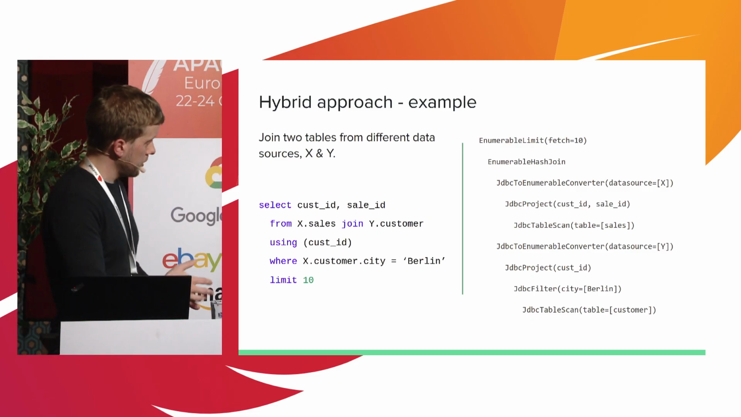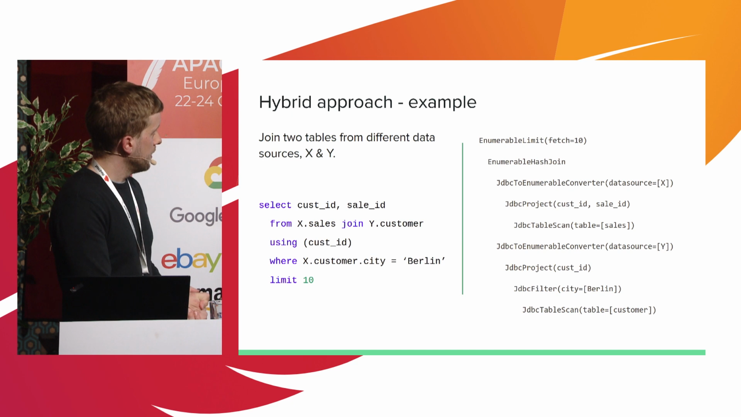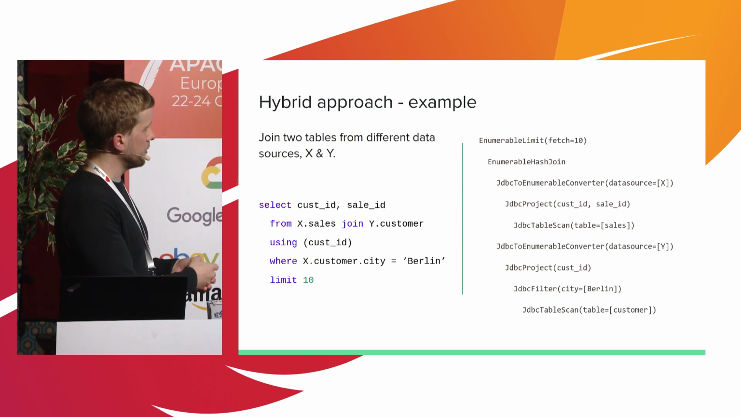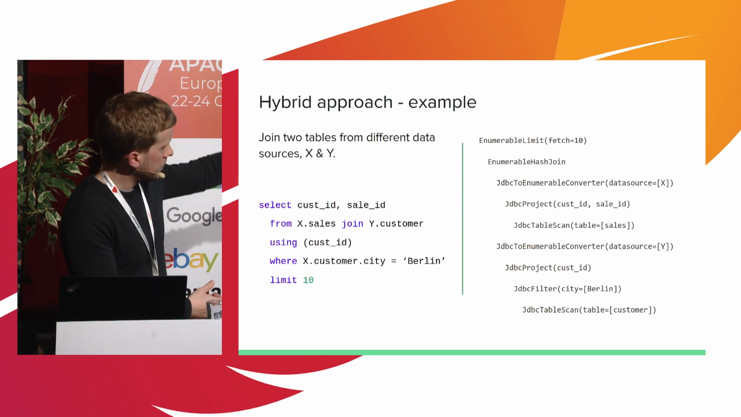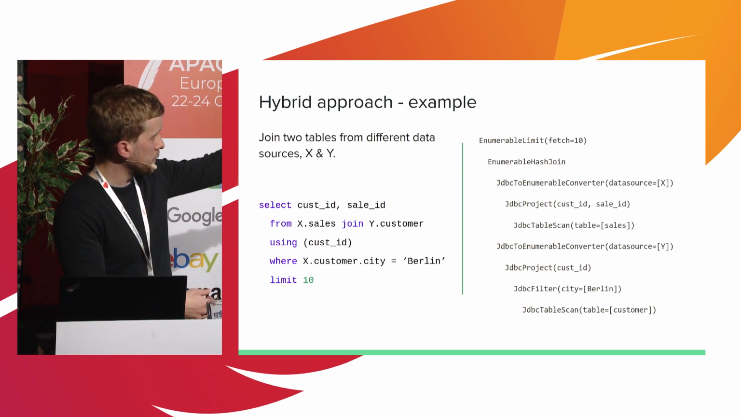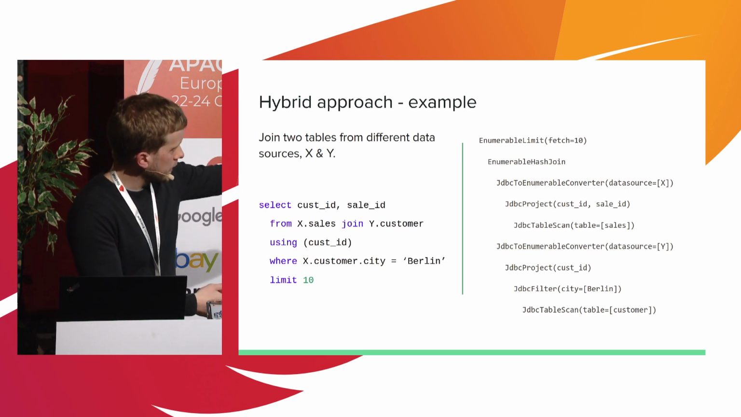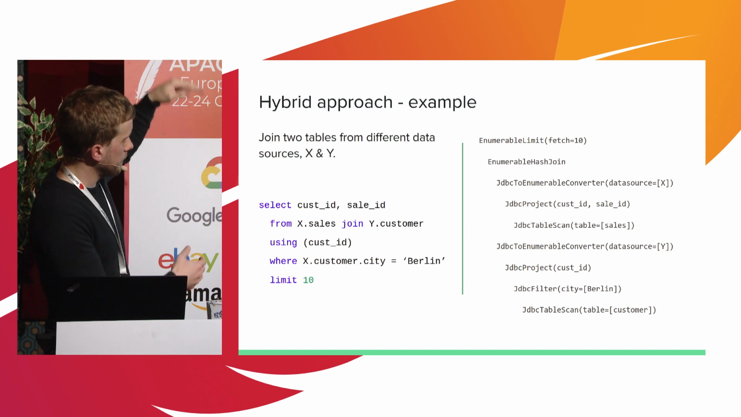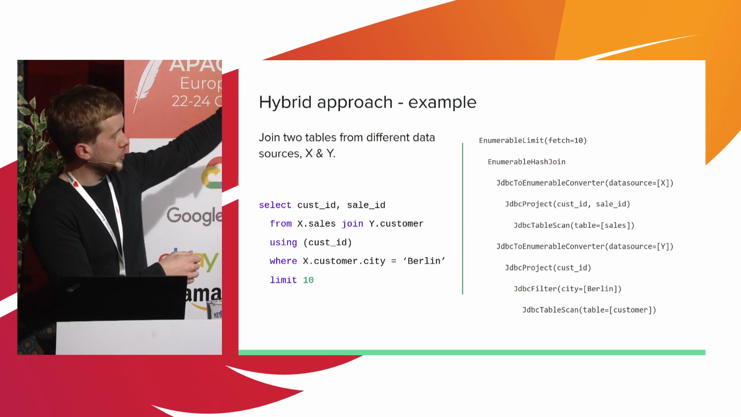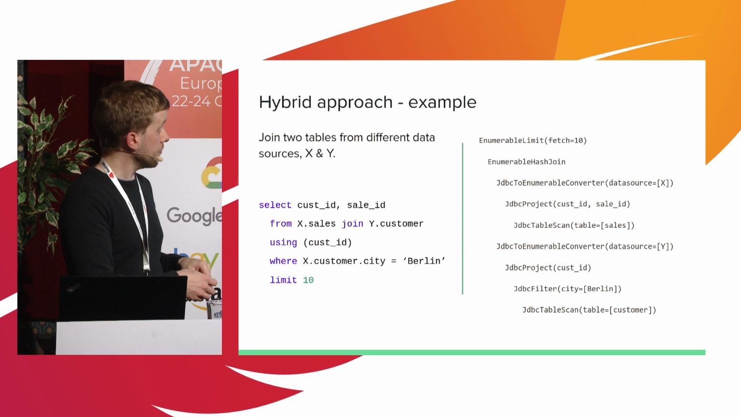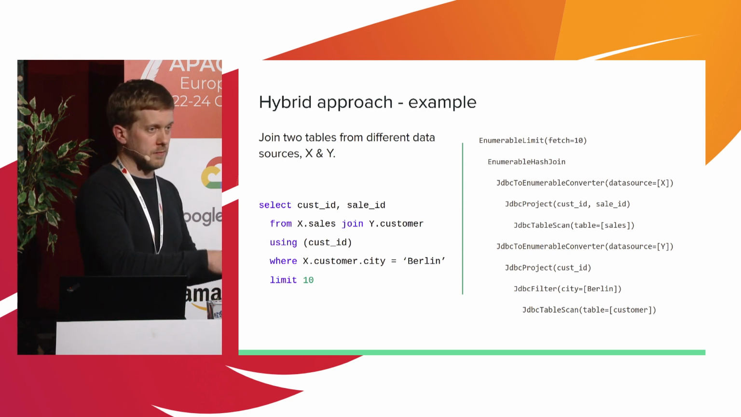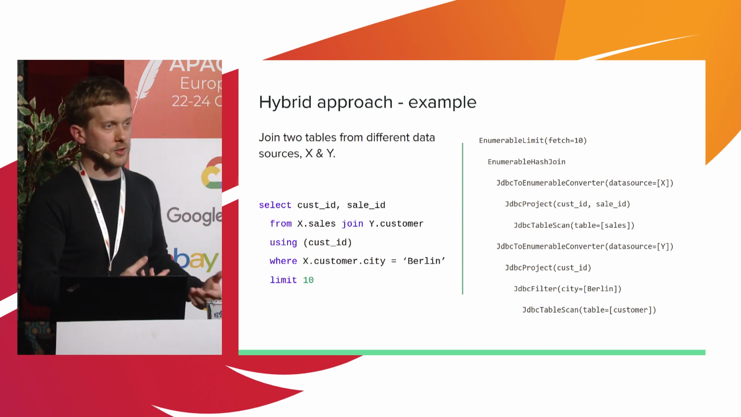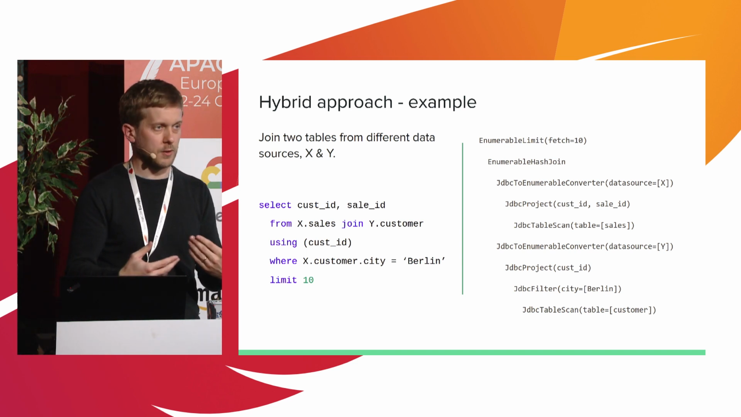So converting this into a Calcite plan, it looks a little bit long, but it's fairly readable. If again you go from bottom to top, you can see the two table scans there, one for customer, one for sales. And the one for customer also has the filter on top for the city. And then those get joined together. You notice that the join is in memory, of course, because these are two different data sources. The only way to do that join is in memory. And then the limit is also in memory because it has to be on top of that final join.